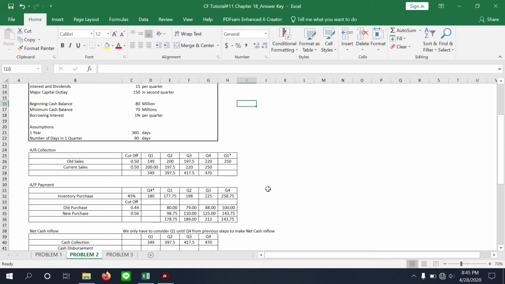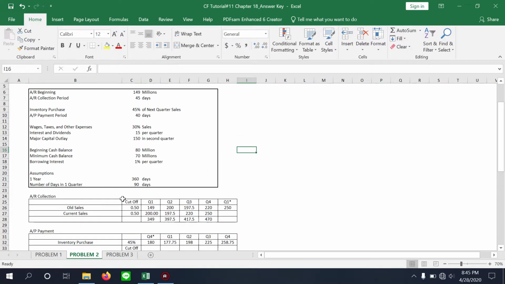The first step is basically account receivable collection. So you need to know how much account receivable is collected. For quarter one, all the account receivable in the beginning will be collected. However, the current sales will only be collected based on the account receivable collection period, which is 45 days, meaning only 45 days of sales are collected in the 90 days in a quarter.